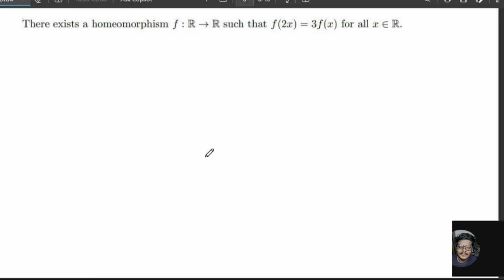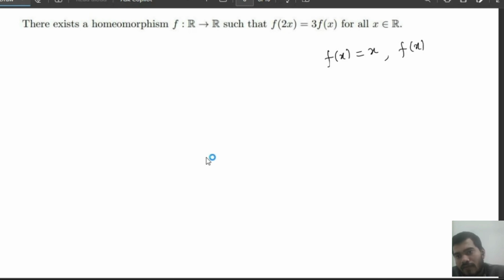Identity function, sir. f x equals x. Is f x equals alpha x a homeomorphism for any alpha belonging to R? Yes, sir. Alpha should not be 0, of course. Very nice.